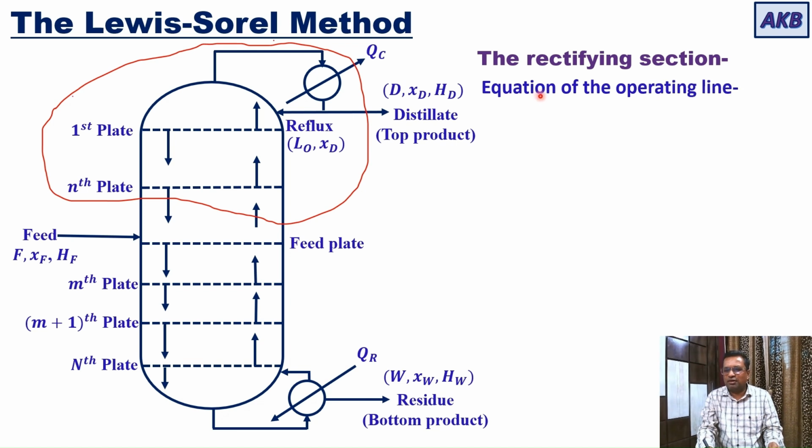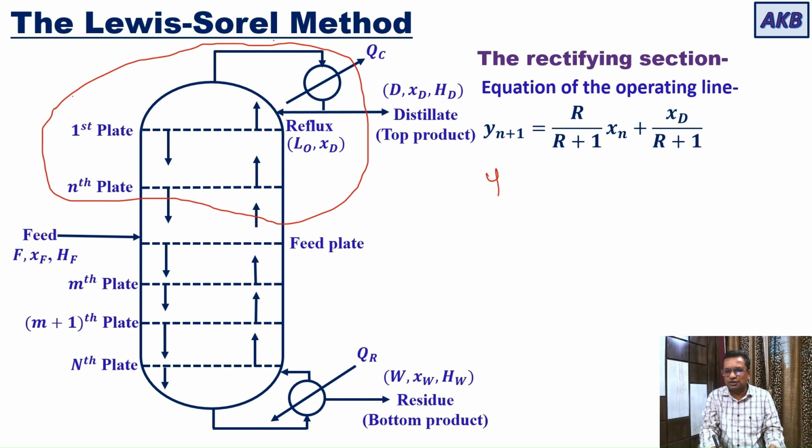For the rectifying section, the equation of the operating line, I have derived it. I have a separate video on the operating line for the rectifying section, and I am giving a link to that video in the description section. Let me take the equation directly in my discussion in this video. The equation is y_{n+1} = (R/(R+1)) x_n + x_D/(R+1). So R will be known to us, and x_D will be known to us.